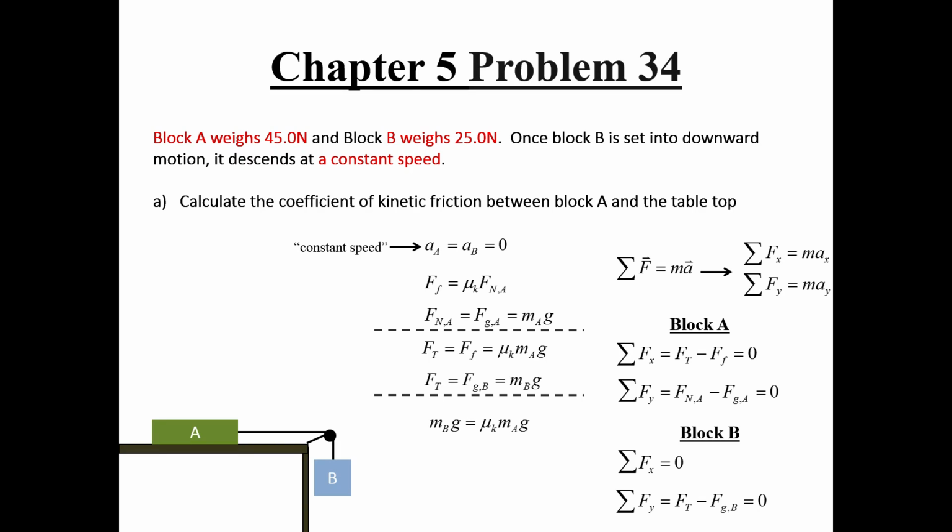We have now successfully reduced our 3 equations down to one equation that contains only one unknown, the coefficient of kinetic friction. We could cancel the g's from both sides, but if you look at the problem, it gives us the weights of the blocks, not the masses. So to save some work, we will keep the g's on both sides. Dividing both sides of our equation by the weight of block A, we find that the coefficient of kinetic friction is just the ratio of the weights of the 2 blocks. Subbing in the values from the problem statement, we find that the coefficient of friction is 0.56.